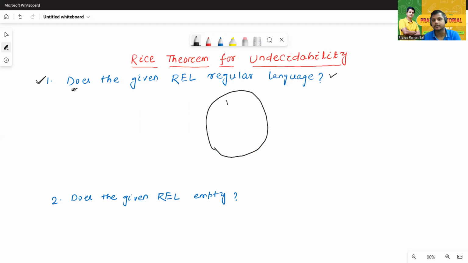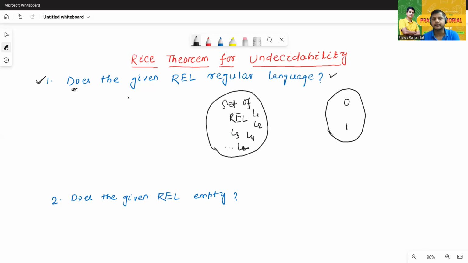This is the domain part. Domain part means the set of RL languages, and this is the range part. Range part contains 0 and 1. The domain is the set of all RL languages, for example L1, L2, L3, L4, up to infinity.